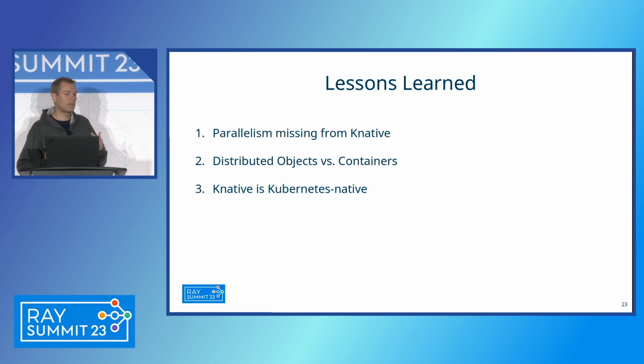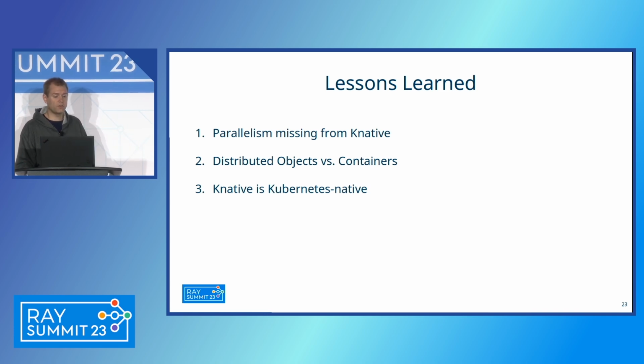Again, Knative, this is in the name, is Kubernetes native. So Knative runs as a first-level artifact in Kubernetes. With Ray, you have to pile a few abstractions on top to run in Kubernetes. Is that an issue? Depends on your workload. But Knative is a little closer to the ground.